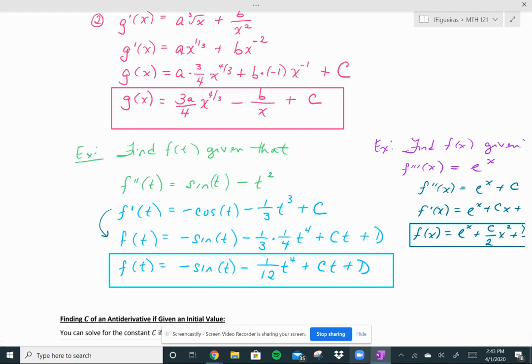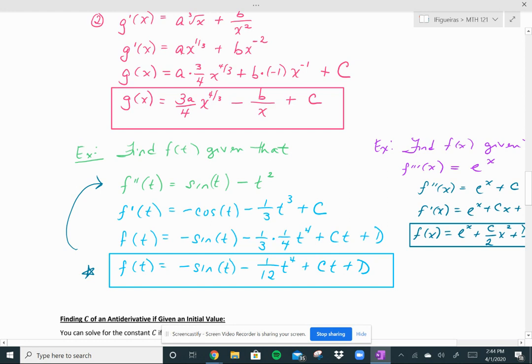Okay, so your final answer is what you see here in the box. All I did was multiply the two fractions there in the middle. So f of t is equal to negative sine of t minus 1/12 t to the fourth plus ct plus d. And in order to check this, you would have to take the second derivative of your answer to get back to the original function.